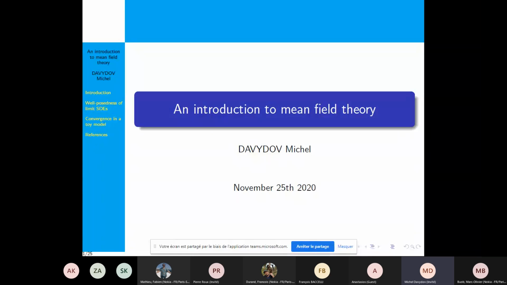So there's going to be some technicalities, of course, but I've tried to make it so that there is no real need to know anything special. I don't think there are any specific prerequisites. First, I'm going to introduce what mean field theory is, and then present the main mathematical questions that people usually ask themselves when working with mean field models. And this will be the main object of the talk, which is to present the heart of the theory.